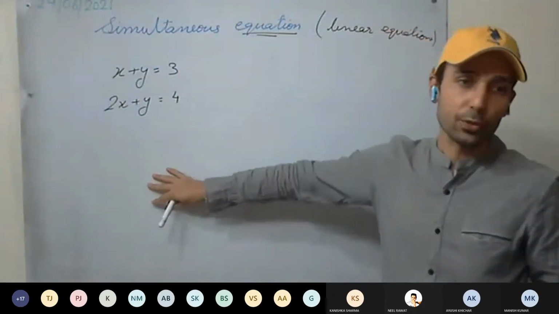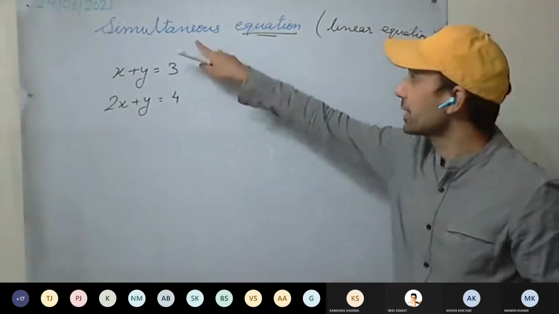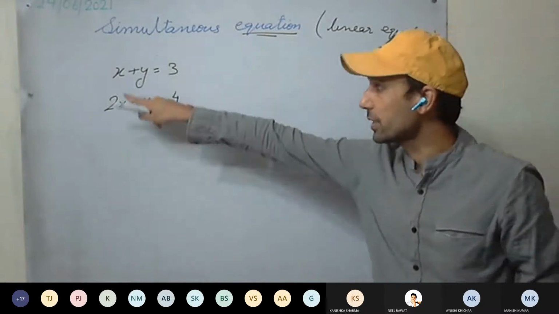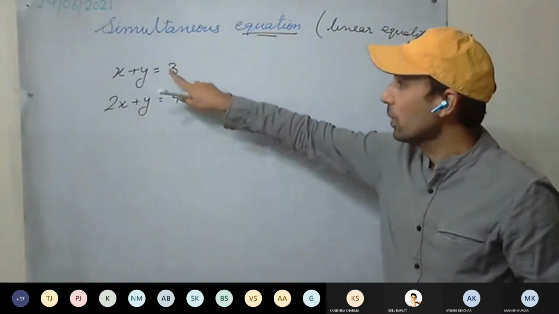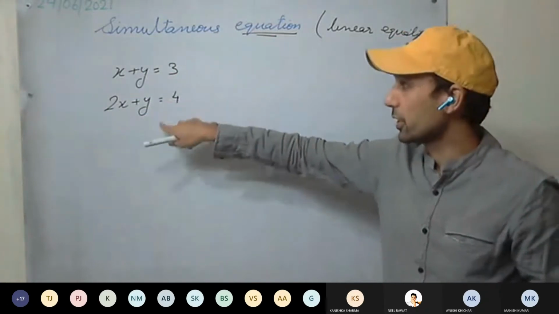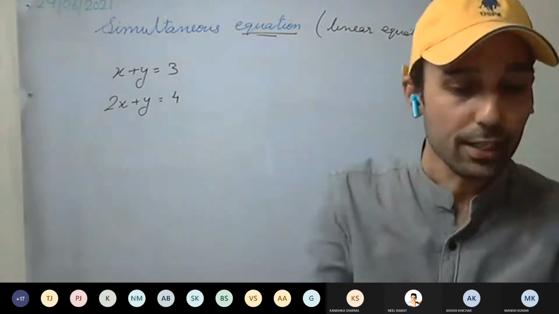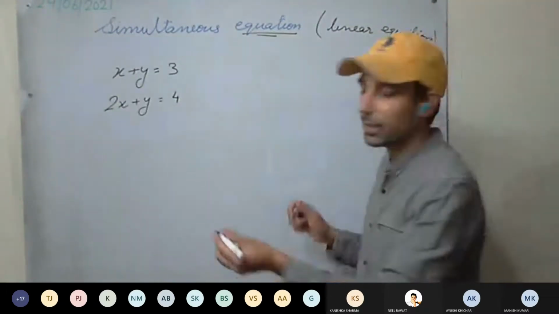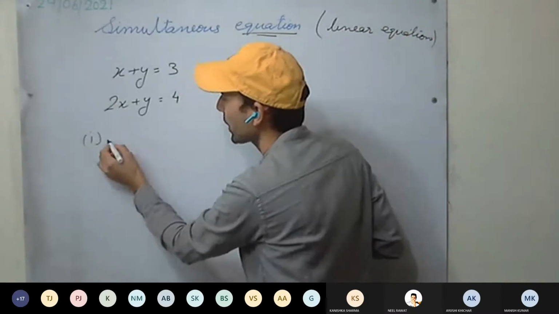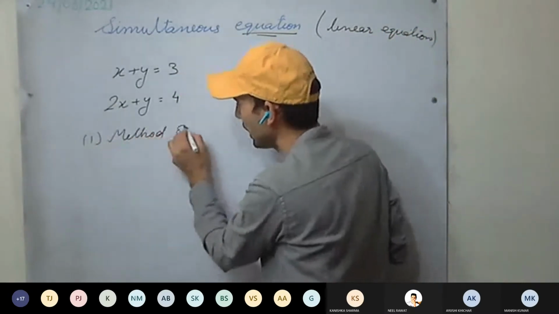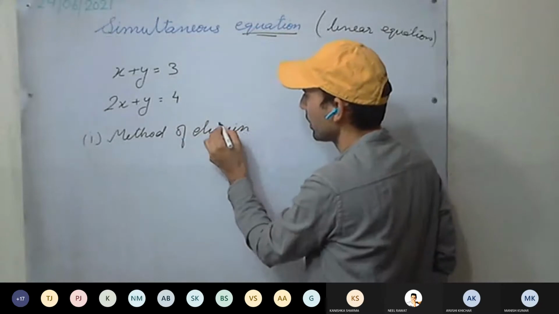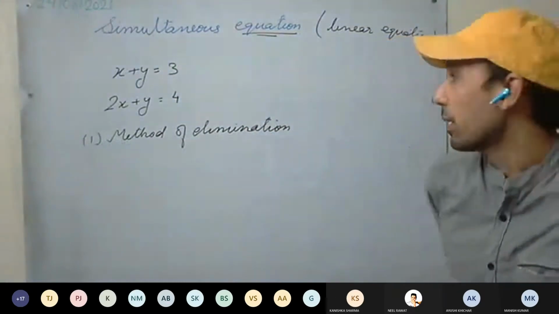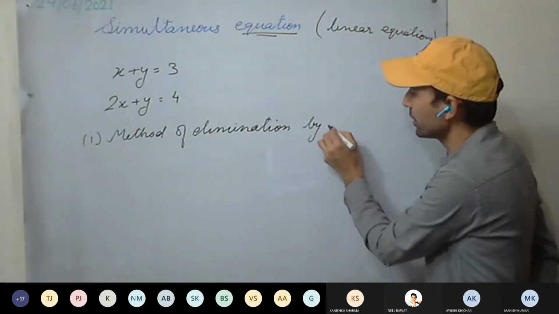Now there are various methods to solve these linear equations. Simultaneous equations means two equations will be given, and we have to solve for x and y. These are called simultaneous equations. There are various methods to solve these simultaneous equations, and among them we'll be discussing three methods. First is the method of elimination and by substitution.